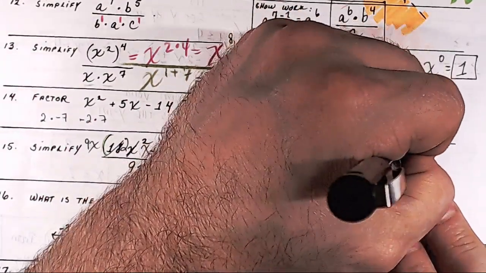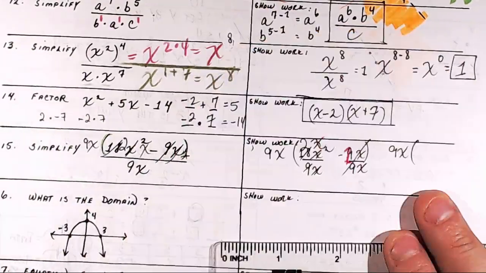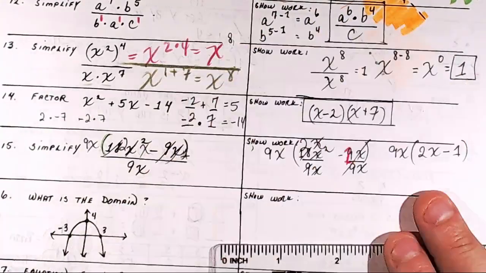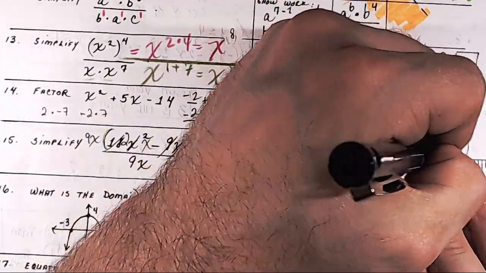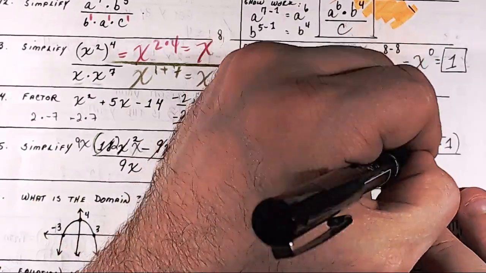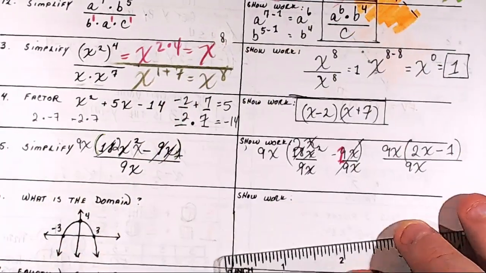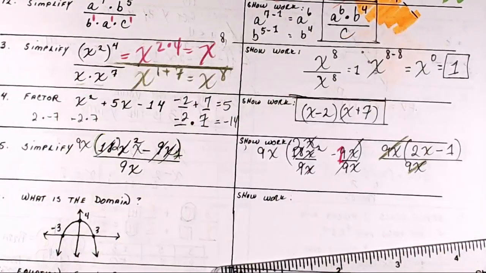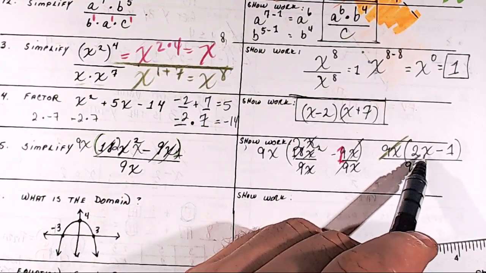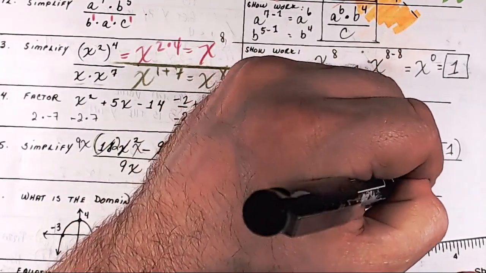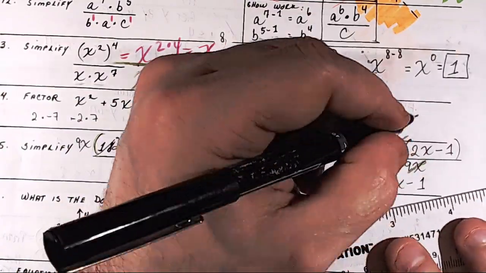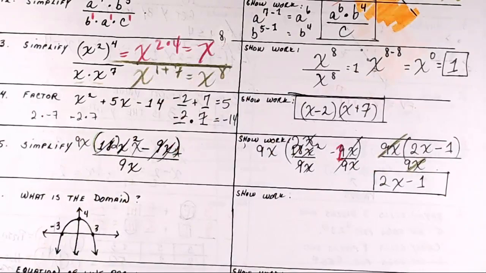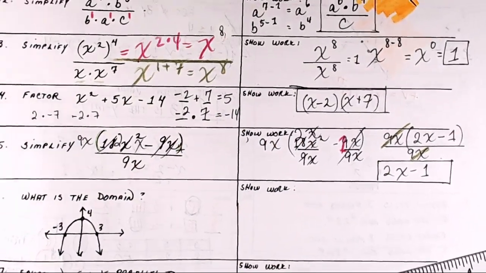So I've got 9x, open parentheses, 2x minus 1, close parentheses, all over 9x. Now, the quick observer will notice that I can cancel out these 9x's, leaving behind 2x minus 1. So this whole thing can simplify to 2x minus 1. And that will go in a box. And that is the simplified form.